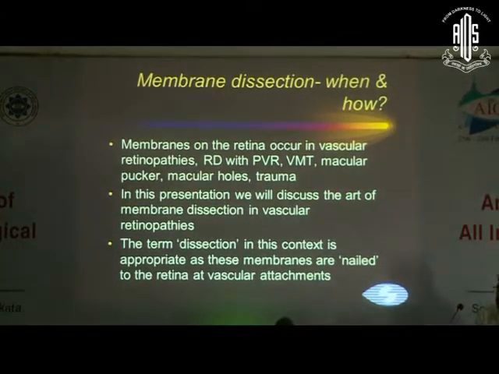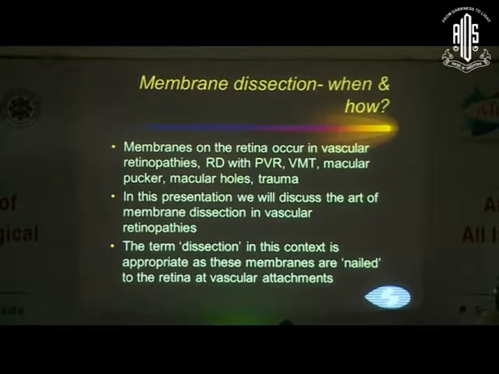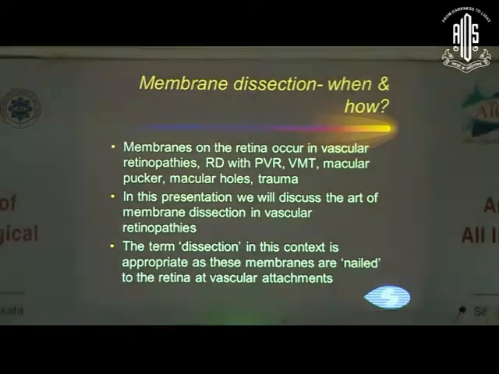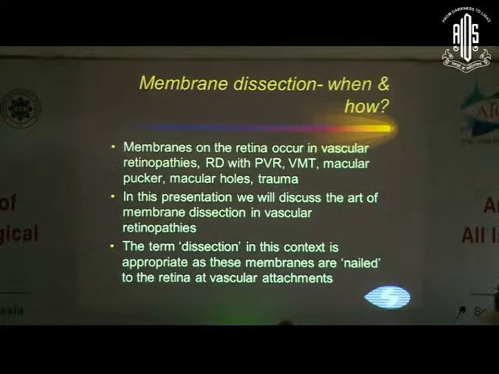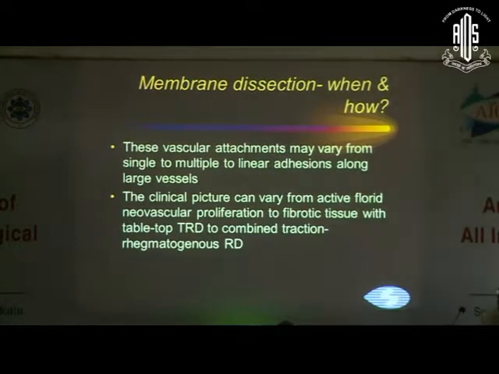So membranes on the retina occur in vascular retinopathies, detachment, macular pucker, macular holes, trauma. But in this, we'll discuss the art of membrane dissection primarily in vascular retinopathies. And the term dissection is appropriate as these membranes are nailed to the retina at the various vascular attachments.